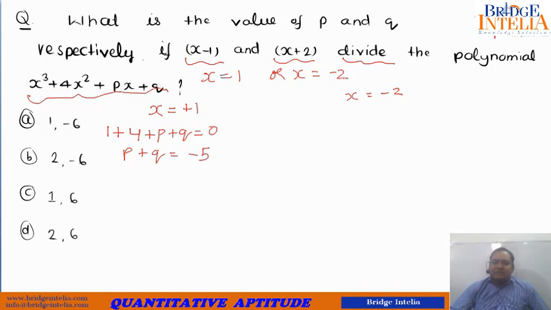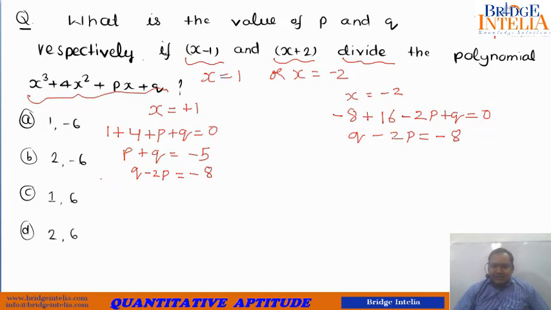And putting x is equal to minus 2 means what? Minus 8 plus 4 into 4, 16, minus 2p plus q is equal to 0. So from here you can conclude that q minus 2p is equal to what? Minus 8. So q minus 2p is equal to minus 8. So let's see. If you subtract the second one from the first one, so minus plus plus, you can see that 3p is equal to 3 or p is equal to 1.